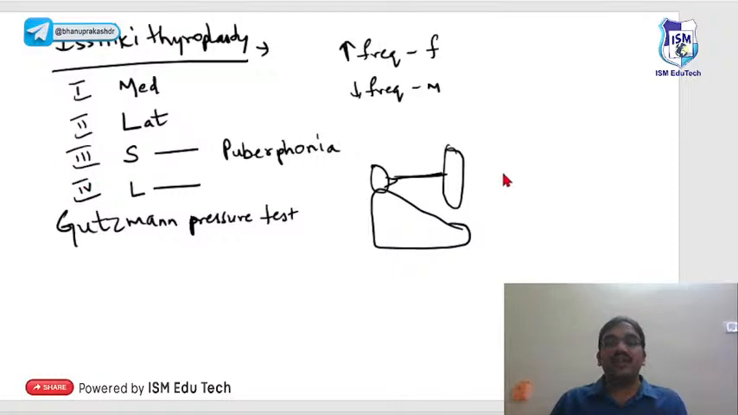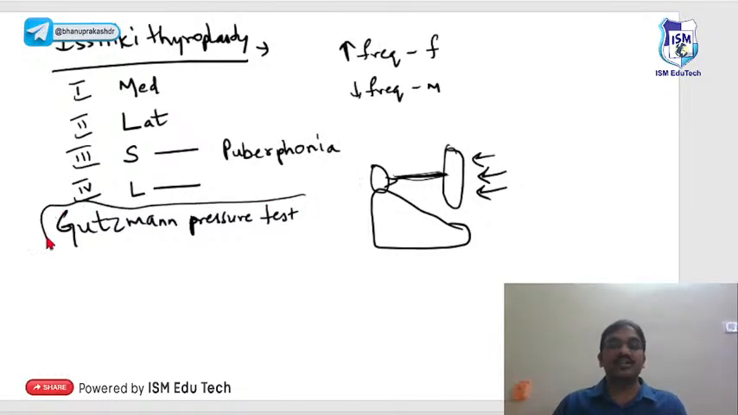Okay, so if I am putting pressure from the anterior side on the thyroid, what happens? This will make the tightly stretched vocal cord a bit loose. Once the thyroid is pressed, while speaking, the patient will get a male voice. That is called the Gutzmann pressure test, which confirms the condition as only puberphonia, not any other condition.